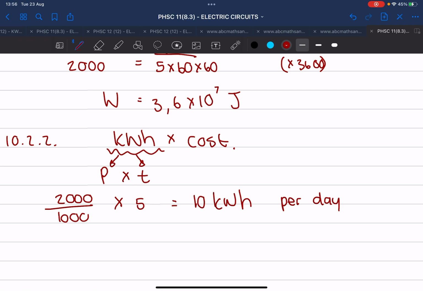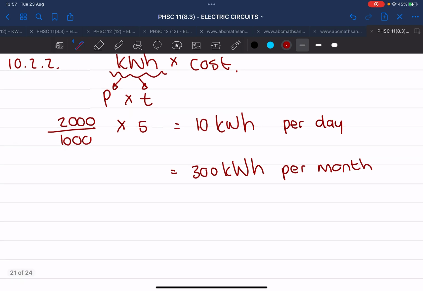They're asking for 30 days, so we need to times it by 30. Ten times 30 is 300 kilowatt hours per month. To get the cost, we're going to times the 80 cents by the 300 kilowatt hours.